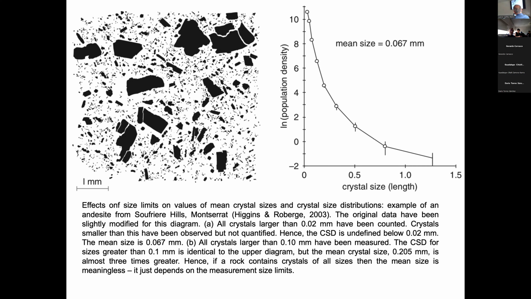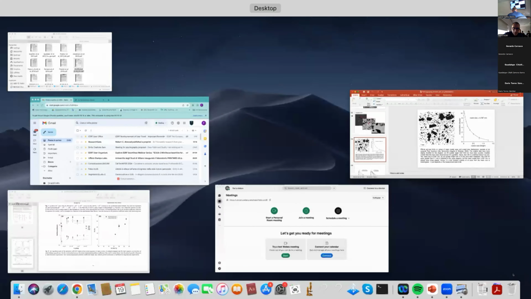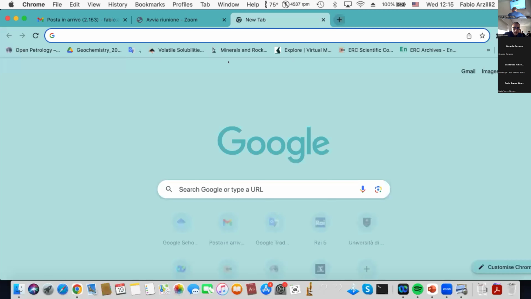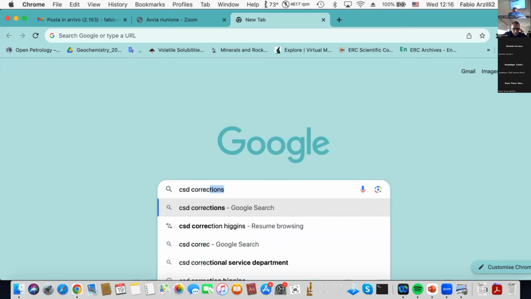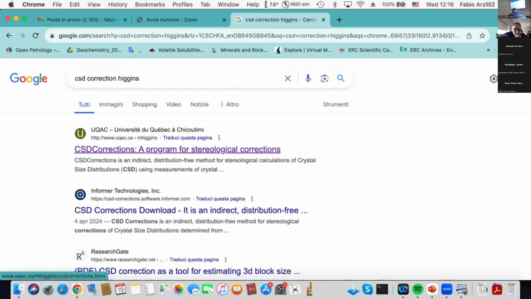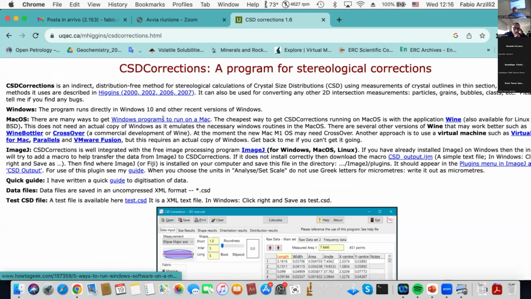So before, once you get this crystal size distribution, you can calculate the slope. The software is called CSD Corrections. If you go on Google and put CSD Corrections, let me see if it works. Yeah, this is the website.